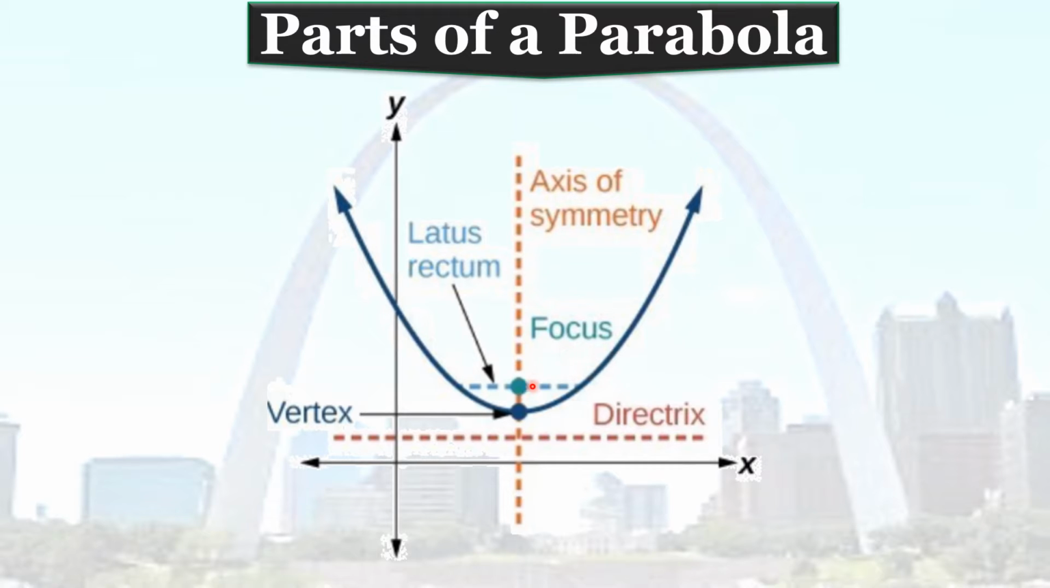For the focus, it is a point inside the parabola wherein it is p units away from the vertex. Directrix is a line outside the parabola which is p units away from the vertex. The latus rectum is a chord parallel to your directrix.